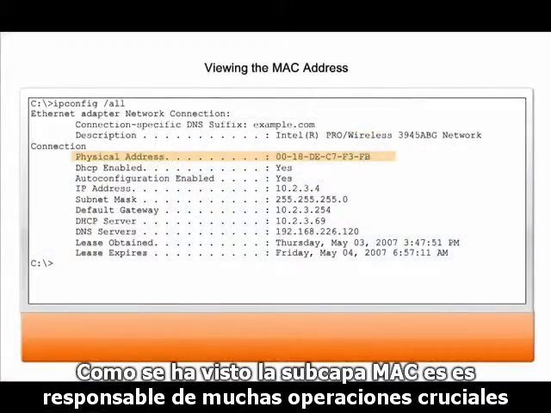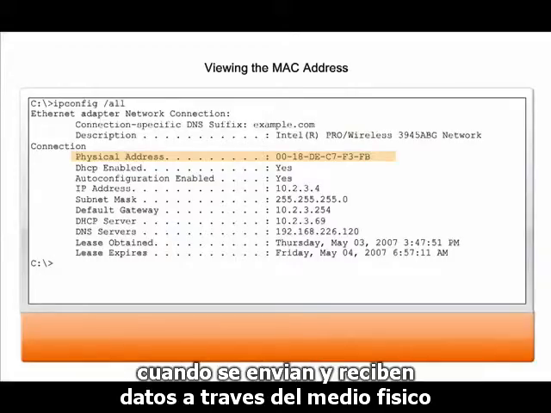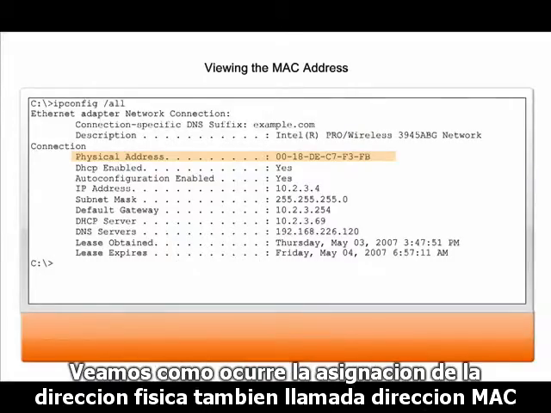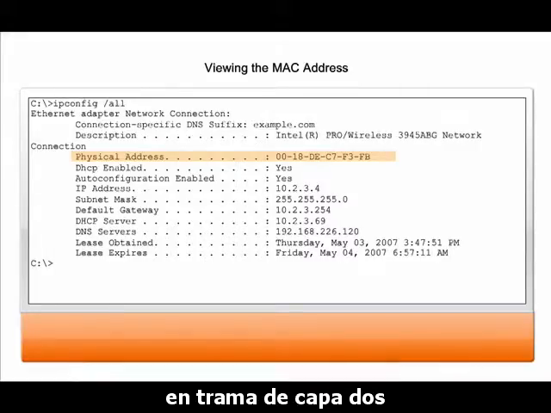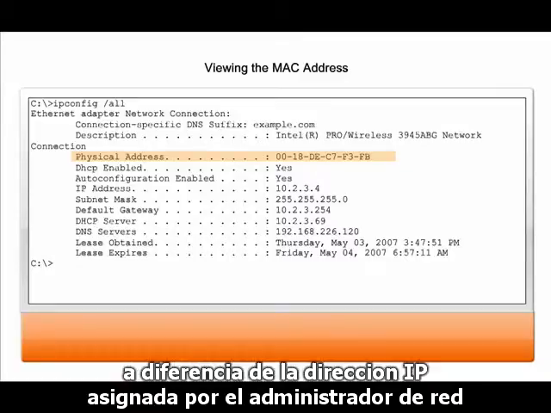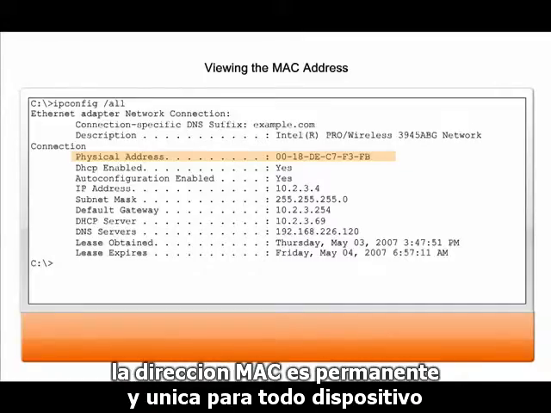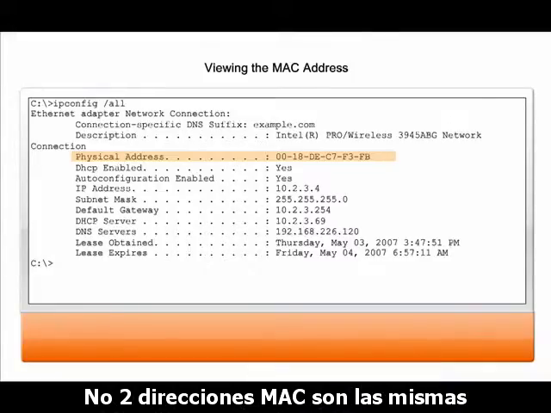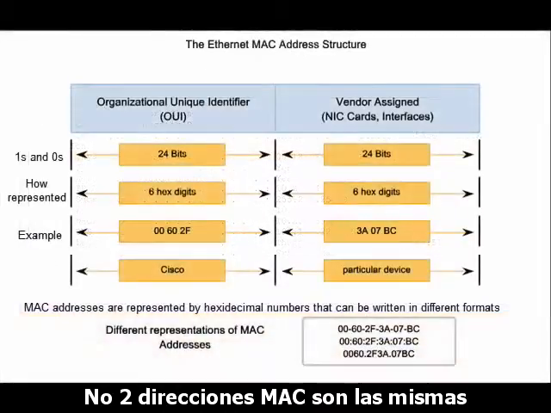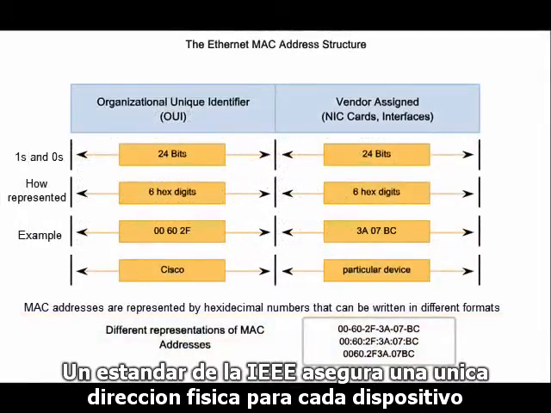As you've seen, the MAC sublayer is responsible for many crucial operations when sending and receiving data through the physical medium. Let's look at how the assignment of the physical address, also called MAC address, to layer 2 frames occurs. Unlike IP addresses that are assigned by network administrators, MAC addresses are permanent and unique to every device. No 2 MAC addresses are the same. An IEEE standard ensures a unique physical address for every Ethernet device.